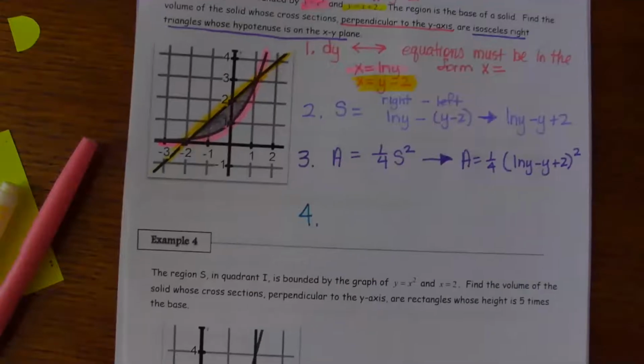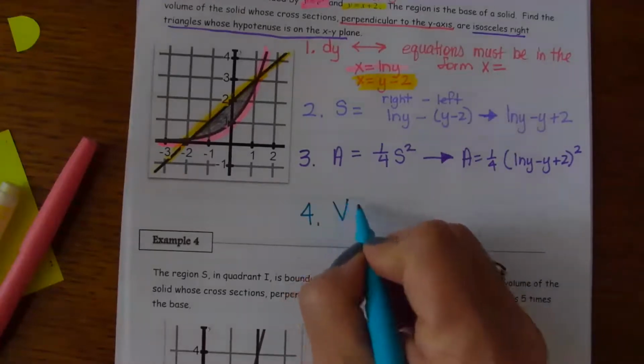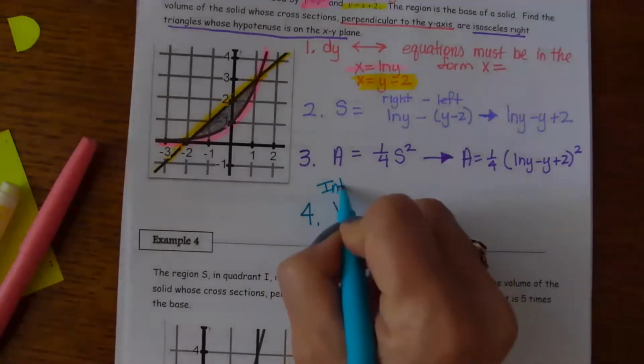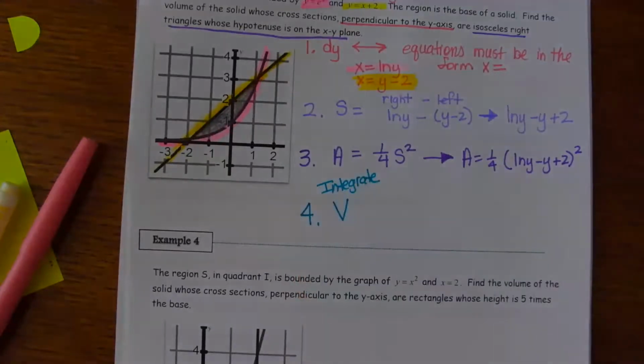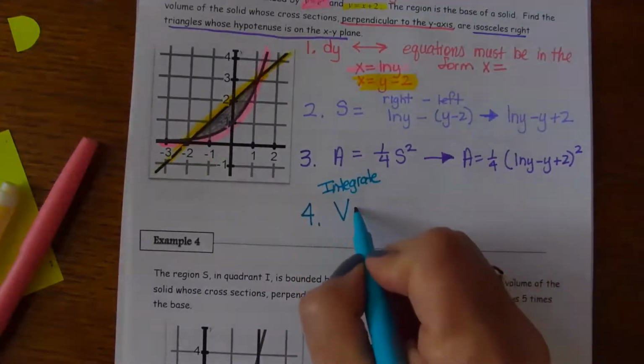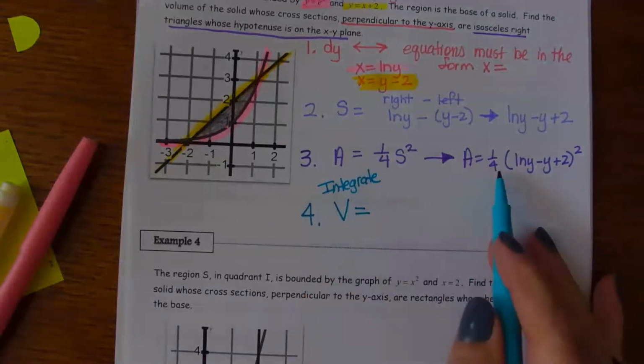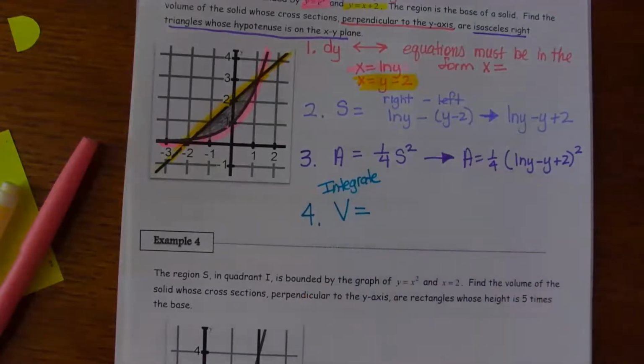What am I going to do after I know the area? I'm going to integrate. That's my action to bring area up to volume. So I'm going to write integrate down. Every time I write it, it helps it stick. Volume equals. Now there's a 1/4 out front. Am I allowed to factor that out of my problem?